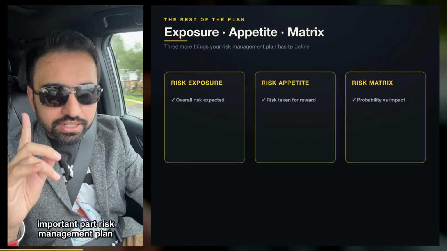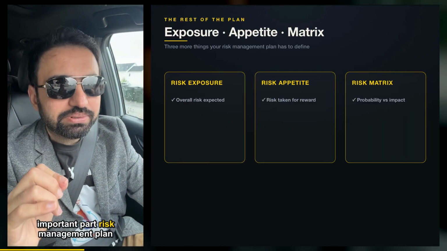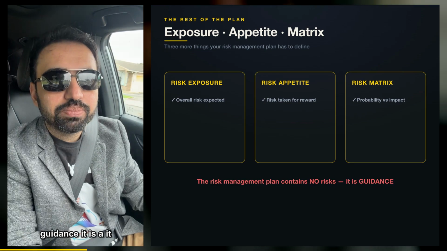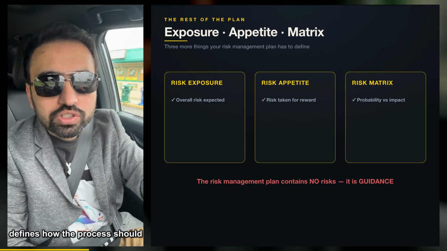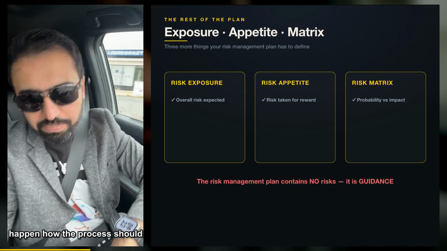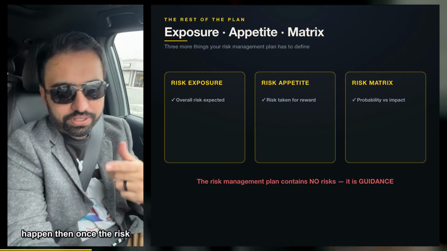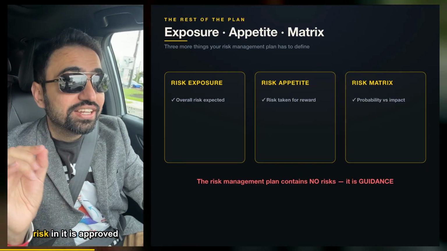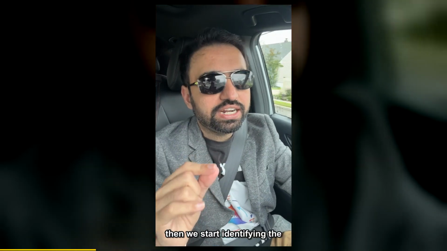Once that is done, an important point: the risk management plan does not have a risk in it. It is a guidance; it defines how the process should happen. Then once the risk management plan, which has no risk in it, is approved, we start identifying the risk.